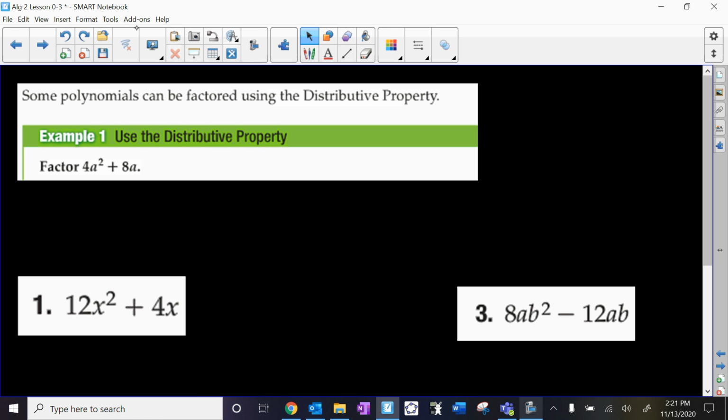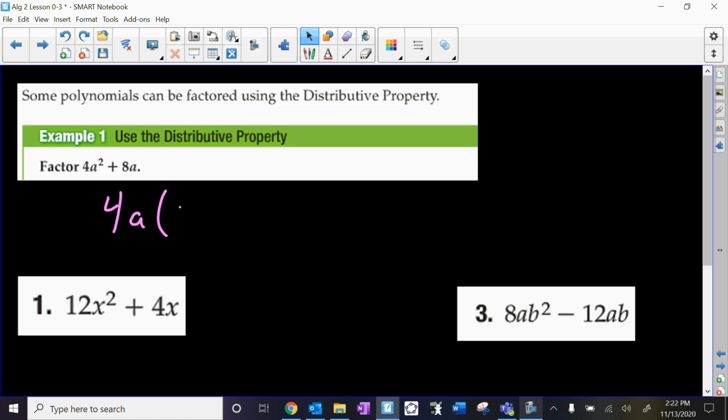We're going to look at factoring these scenarios. If I look at the top one here, 4a squared plus 8a, I notice that 4 is the biggest number that goes into both 4 and 8. And I see in the first term there are 2 a's and there's 1 a in the second term, so I'm going to take out 1a. So that's the highest number that I can take out.